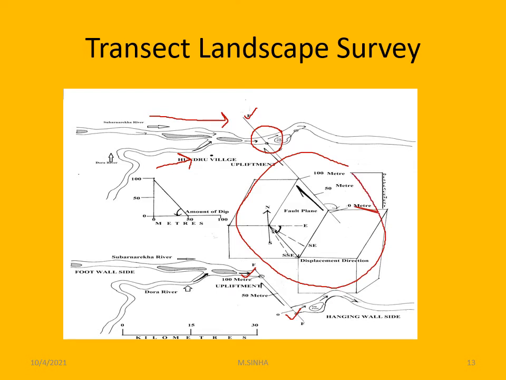This is a normal fault, measured through this transit method. This line is a transit line. Here the knick point study of the Subarnarekha at Hudru Falls was done by the transit landscape survey. This is the real information.